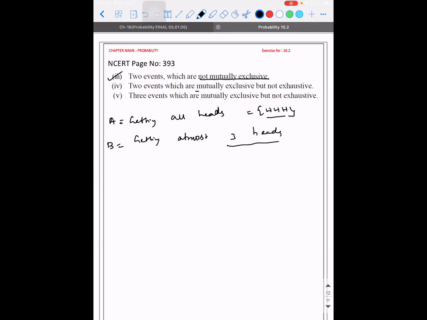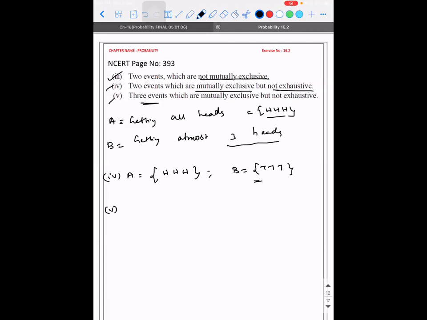Next, you need to define 2 events which are mutually exclusive but not exhaustive. Then what can we do? For the fourth one, A can be head, head, head and B can be tail, tail, tail. They are mutually exclusive, but they are not exhaustive.